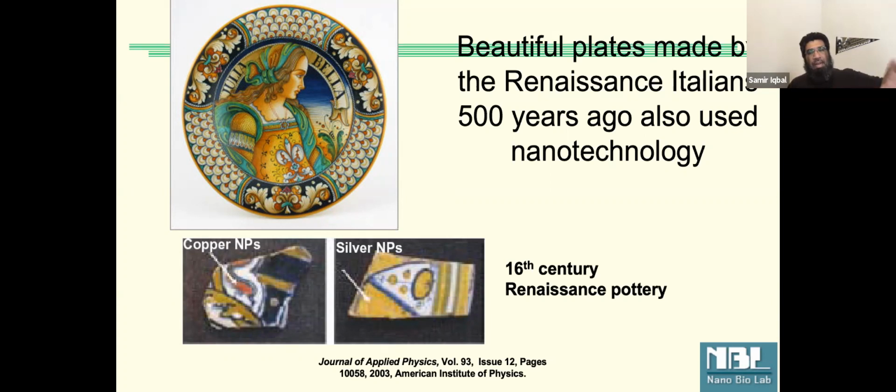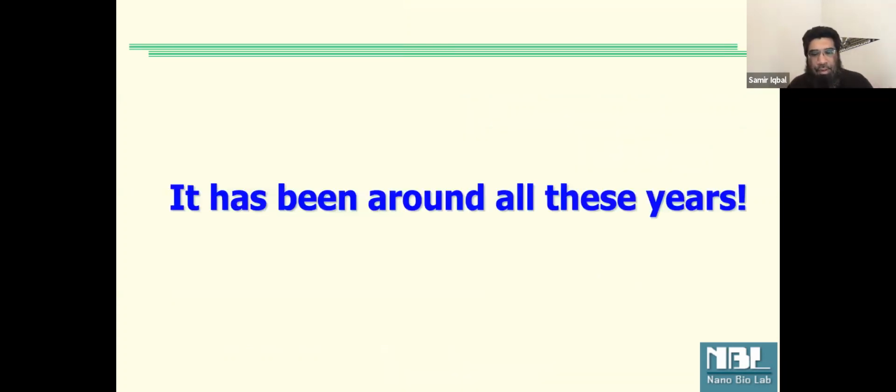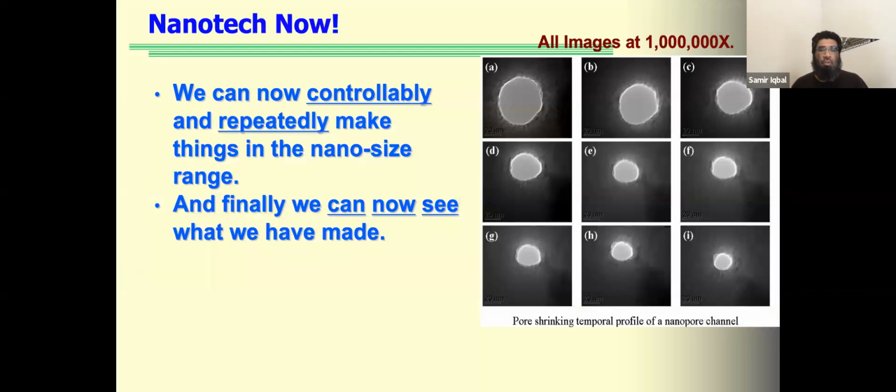So nanotechnology has been there forever for us, for thousands of years. But now we have new tools with which we can control those things. So the keywords for us today are that we can controllably and repeatedly make those things at small scale. And as we go further, you will see many more examples of how we make nanoscale things, how we make nanoscale materials. Not just make them, how do we measure them? How do we characterize them as they are happening?